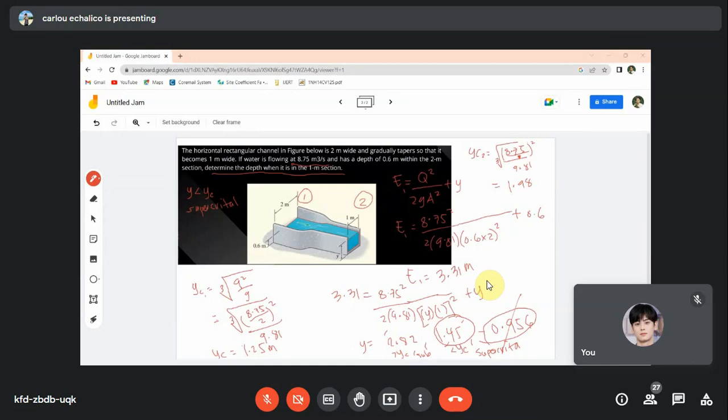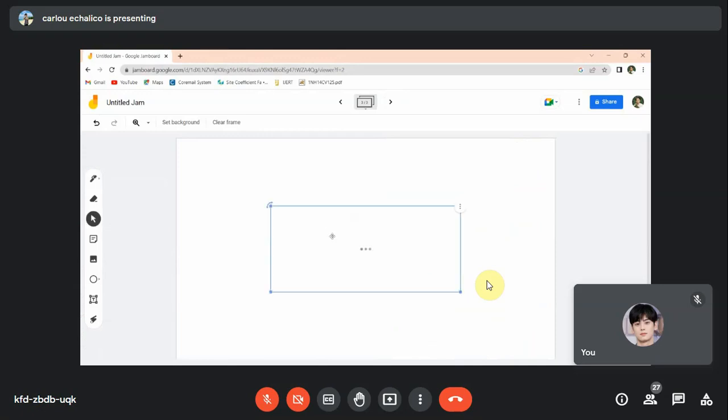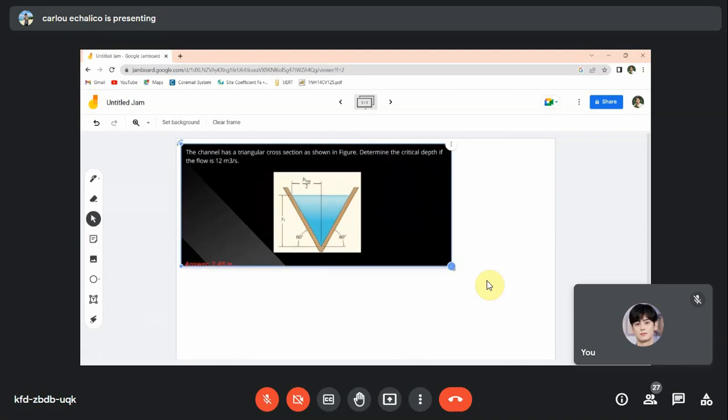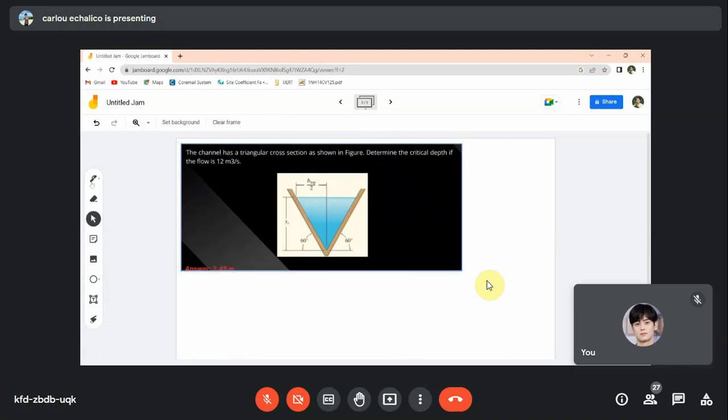Okay, problem solving number 3. A triangular canal section, shown below. Determine the critical depth of the flow. I mentioned earlier that for a rectangular channel, YC is just the cube root of Q squared over g.